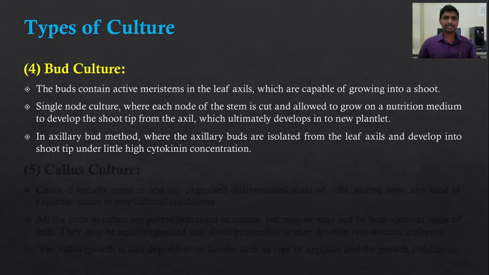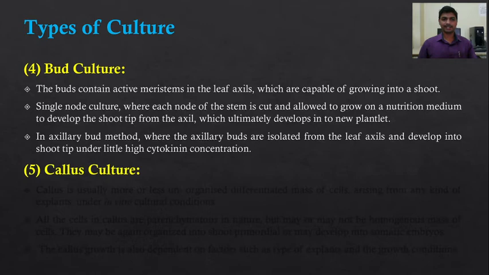Now here in the bud culture we get only the shoots. The roots are obtained by subculturing the proliferated shoots on the nutrient medium that contains the auxins. Auxins support the formation of the roots. So subculturing of the proliferated shoots is done by transferring them on the auxin containing medium. So this is about the bud culture.